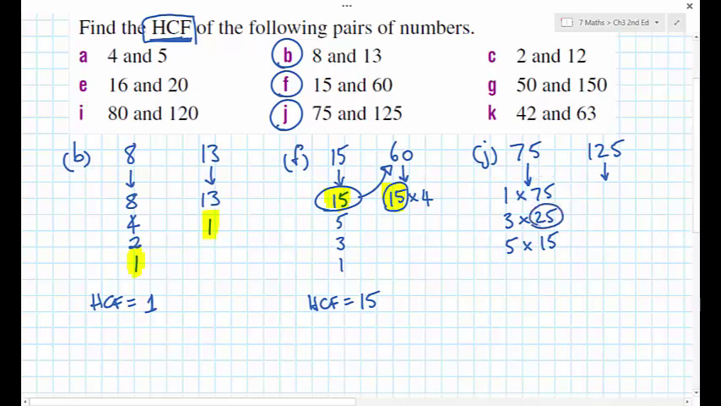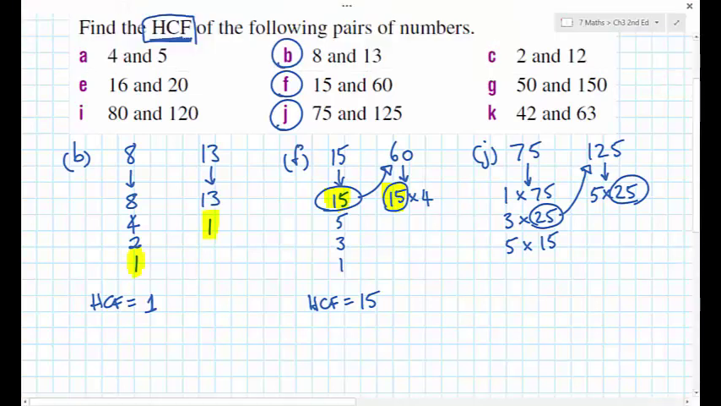Let's look at the next highest factor of 75. The next highest factor is 25. Can 25 go into 125? Yes, it can. 25 actually goes into it 5 times. So 5 lots of 25. So what I've done now is identify the highest common factor that appears for both of these.